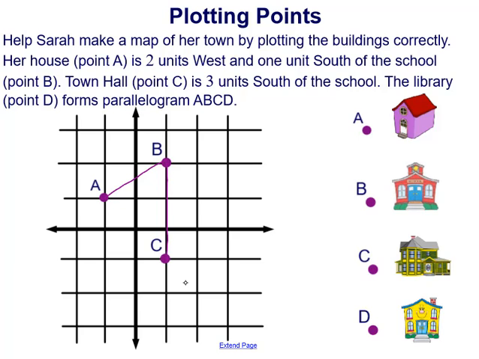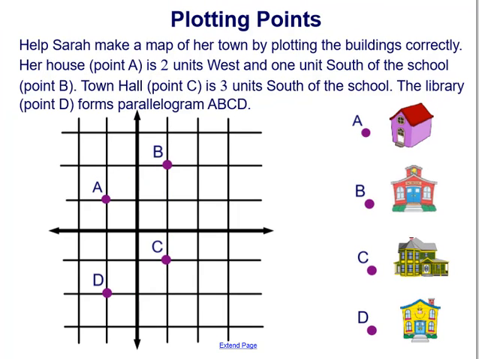And we know that the side AD has to be parallel to BC. So if it's a vertical line up and down, we should be moving vertically with A, and the same amount that B and C are moving vertically. So remember, the Town Hall, point C, was 3 units south of the school. So the library should also be 3 units south, but now over parallel to BC, so 3 units down from A. So point D would be here.